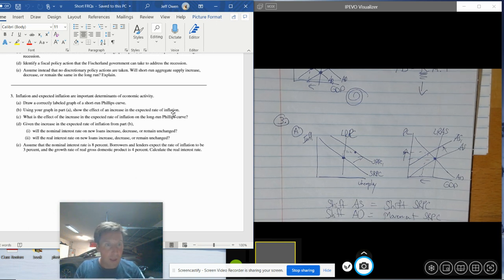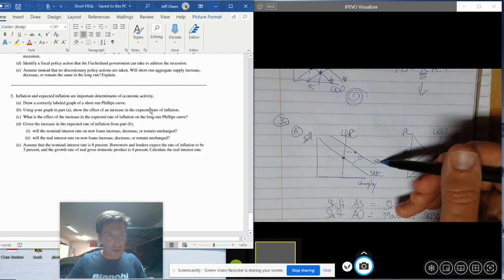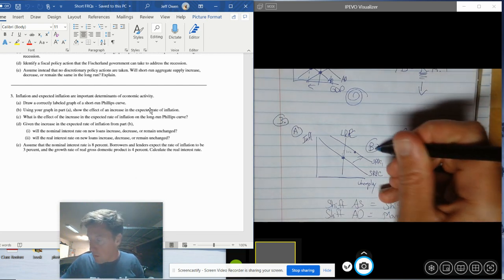So the answer on that one would be, the heck was the question? I just talked for like 10 minutes. What is the effect of the undergraph? Am I on B? Where am I? Using your graph, show the effect of an increase in the, oh, okay, yeah. So you just draw short run Phillips curve 1. So there's your change. This is B. Oh my God, this is way too long.